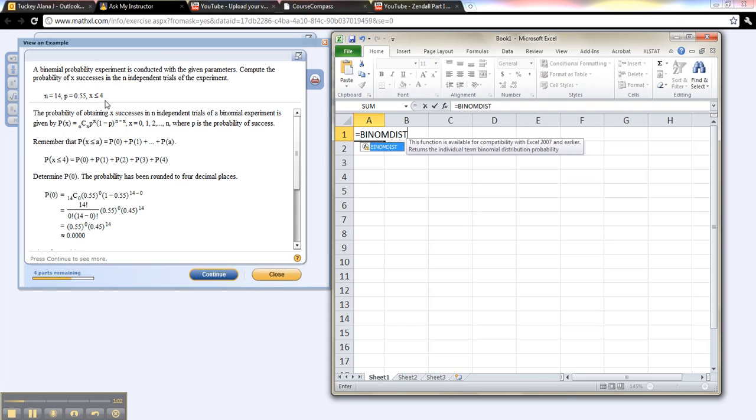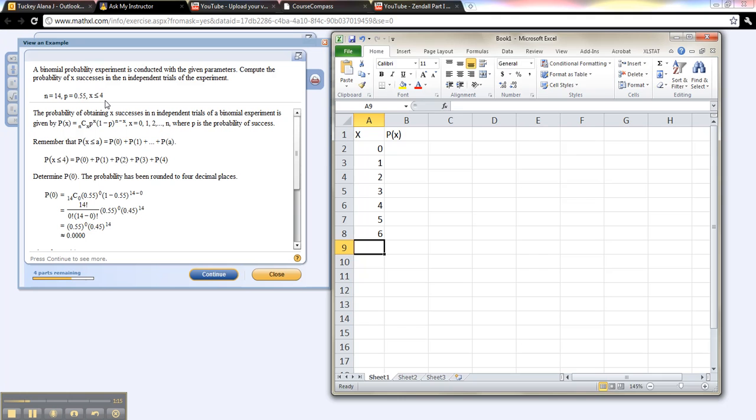Or you could, let me do it this way. I'm going to make a table because I think it'll help clarify things. Now remember, you can have anywhere from 0 up until whatever your n is. So since n for us is 14, we can have up to 14 successes. So you could have no successes, 1 success, 2 successes, 3 successes, and so on.